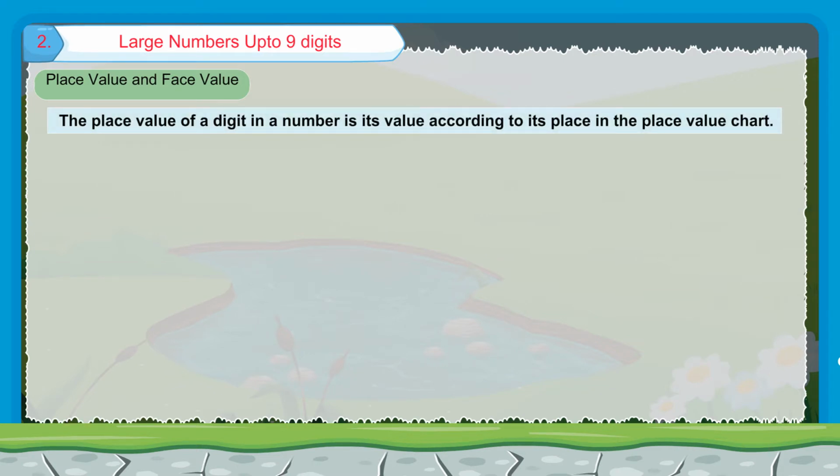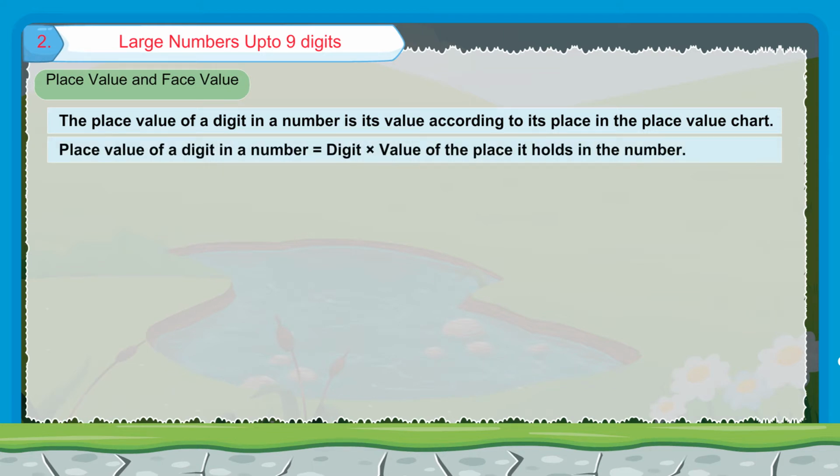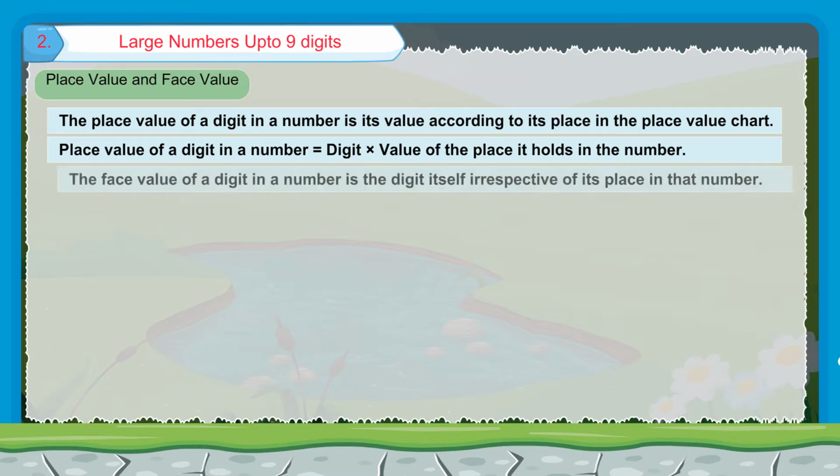Place value and face value. The place value of a digit in a number is its value according to its place in the place value chart. Place value of a digit in a number is equal to the digit multiplied by the value of the place it holds in the number. The face value of a digit in a number is the digit itself, irrespective of its place in that number.